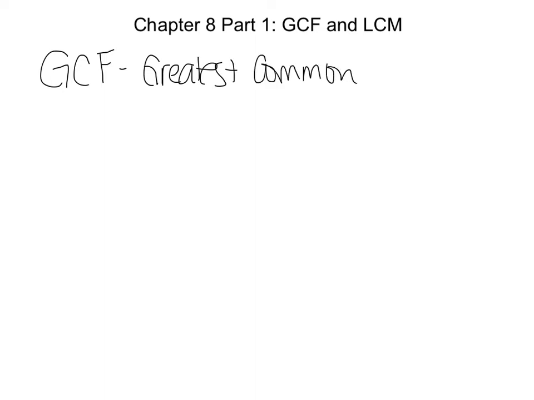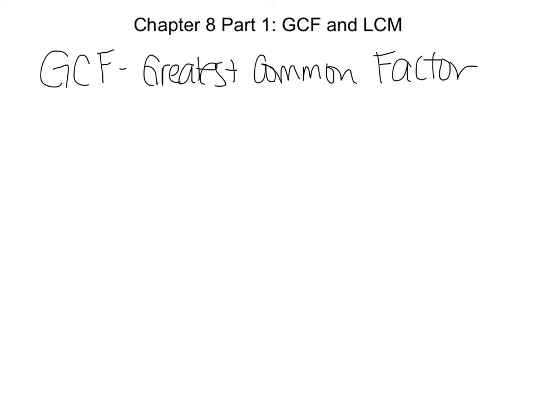In Chapter 8, we're going to talk about the quadratic functions. But to get us started, prior to doing any factoring, we're going to review greatest common factor and least common multiple. So just to review, GCF stands for greatest common factor.